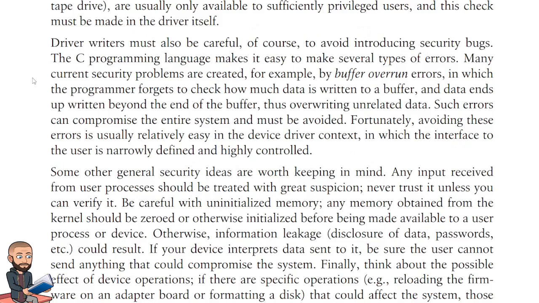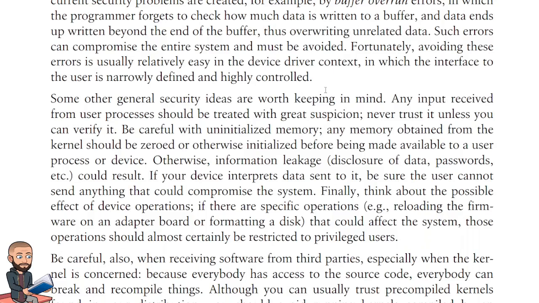The C programming language makes it easy to make several types of errors. Speaking of the C versus Rust debate, many current security problems are created, for example, by buffer overrun errors, in which the programmer forgets to check how much data is written to a buffer, and data ends up written beyond the end of the buffer, and thus overwriting unrelated data. Such errors can compromise the entire system and must be avoided. Fortunately, avoiding these errors is usually relatively easy in the device driver context, in which the interface to the user is narrowly defined and highly controlled.